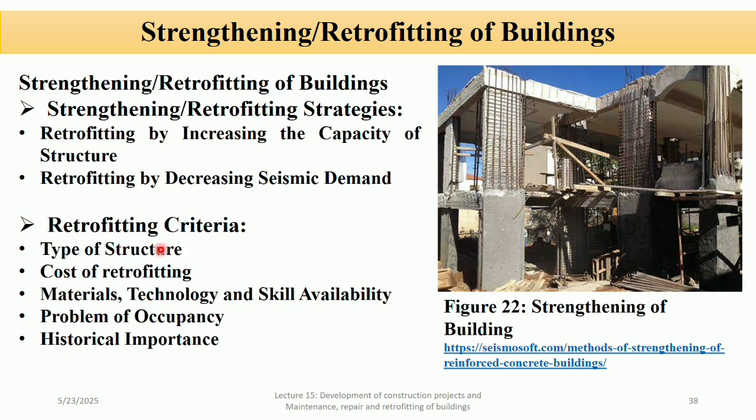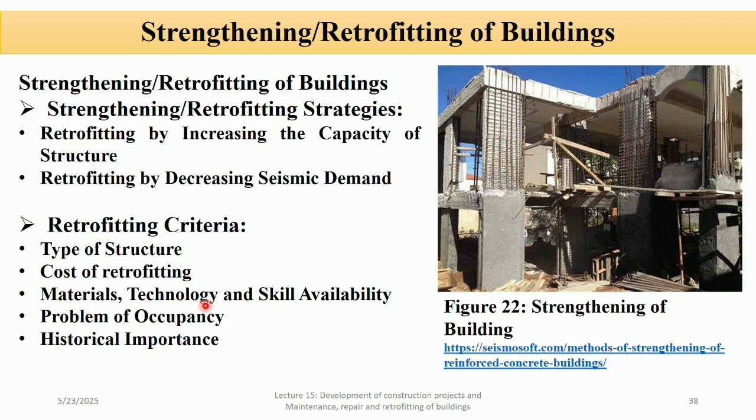Retrofitting criteria. So types of structure. It's a frame structure, load bearing wall, or a heritage structure. Different types need different retrofitting methods. Cost of retrofitting. Can the owner afford it? Is it cheaper than demolishing and rebuilding? So you have to consider these factors before doing retrofitting.